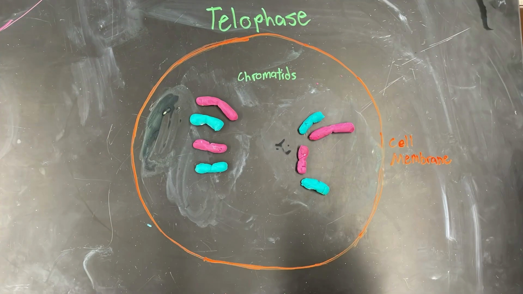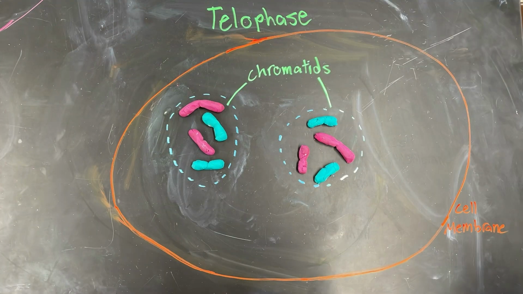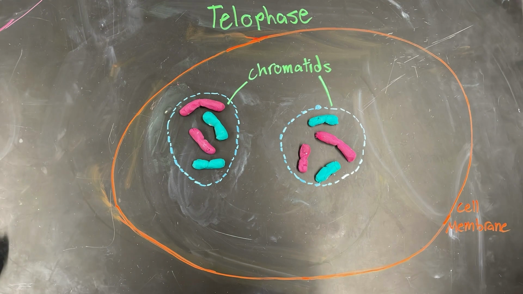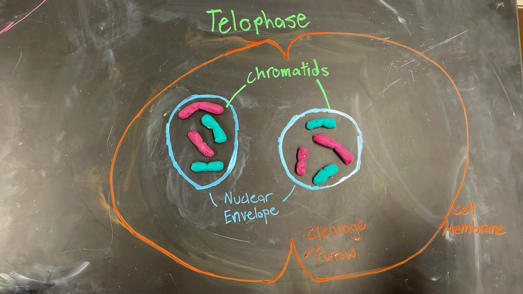In telophase, the spindle fibers dissolve and the chromosomes slowly loosen into chromatin form. The two nuclear envelopes begin to reform as the cell readies itself for division by forming the cleavage furrow.